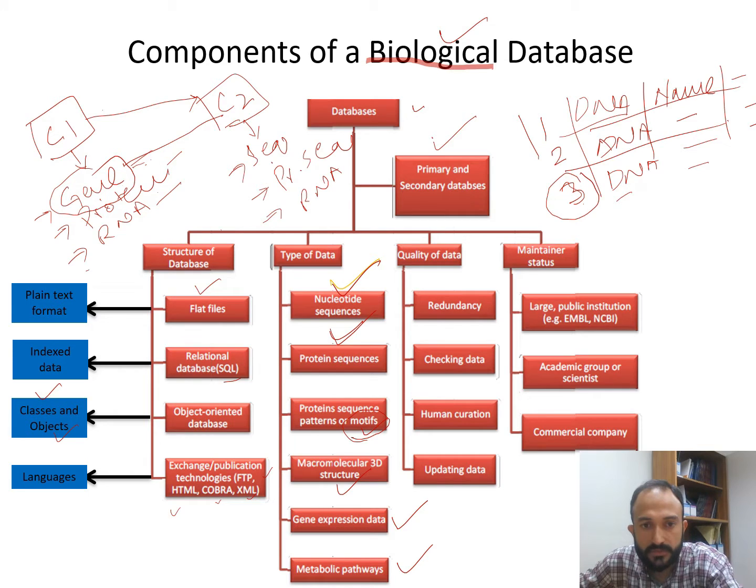So one is the structure of the database, the other is the type of the data. That can be nucleotide, protein sequence, patterns or motifs, macromolecule structures, gene expression data, and metabolic pathways.